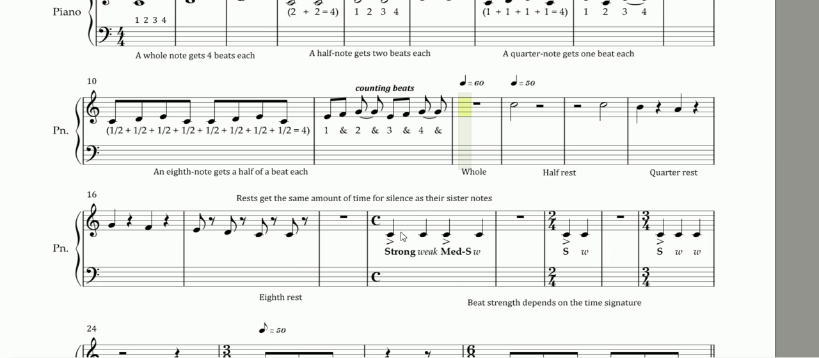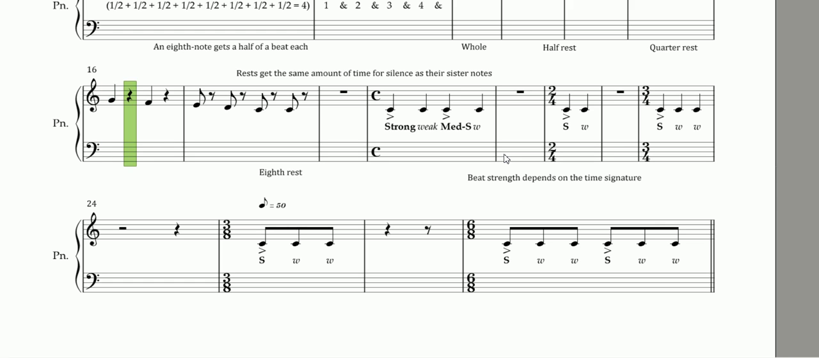And then finally, we're going to look at some other ones. This is the C we talked about. That's common time, which is 4/4 time. 1, 2, 3, 4. 1, 2, 3, 4. 1, 2, 3, 4. 1, 2, 3, 4. 1, 2, 3, 4. 1 and 2 and 3 and 4 and.